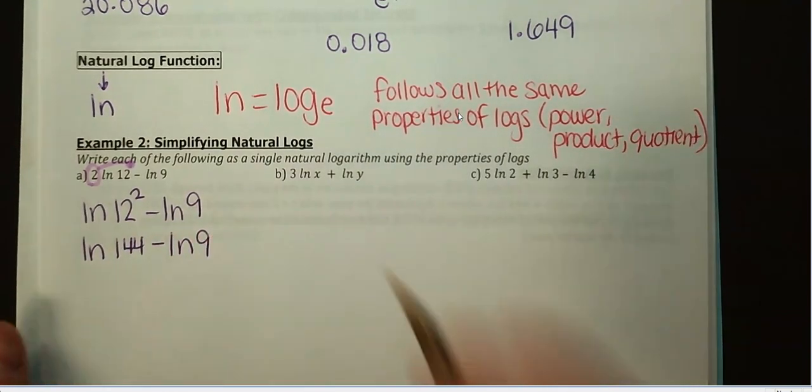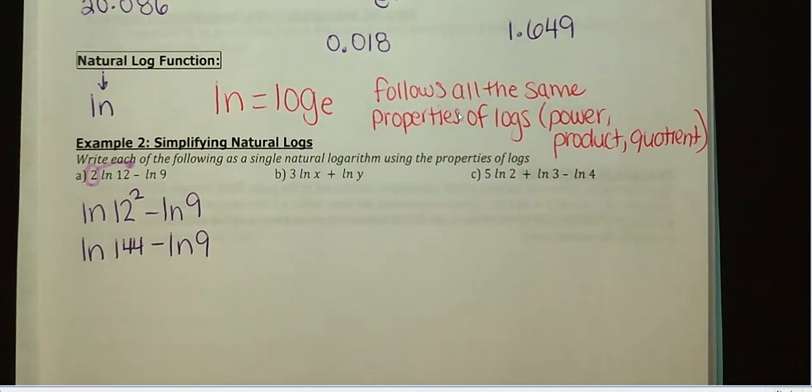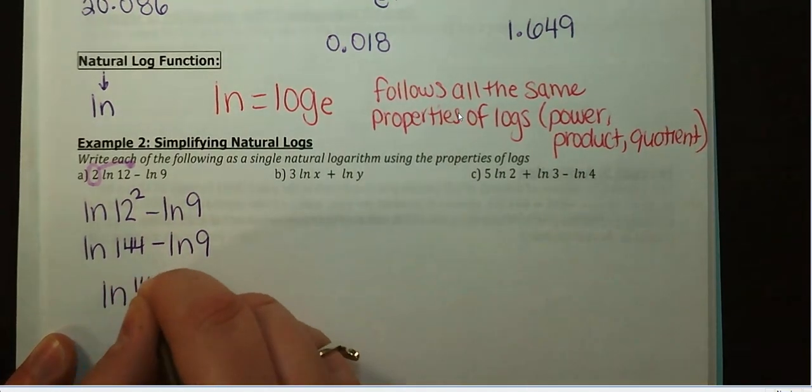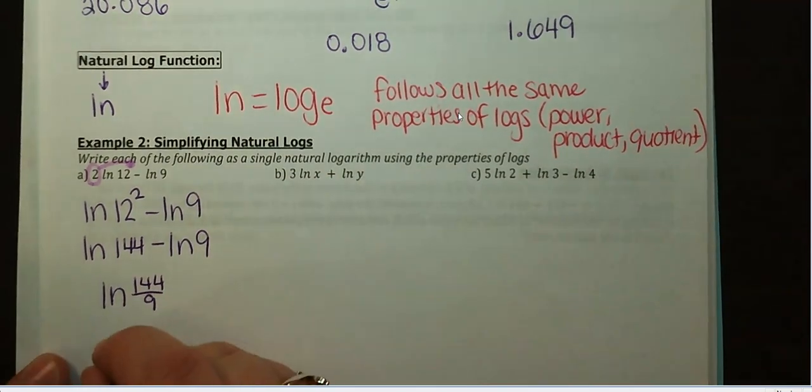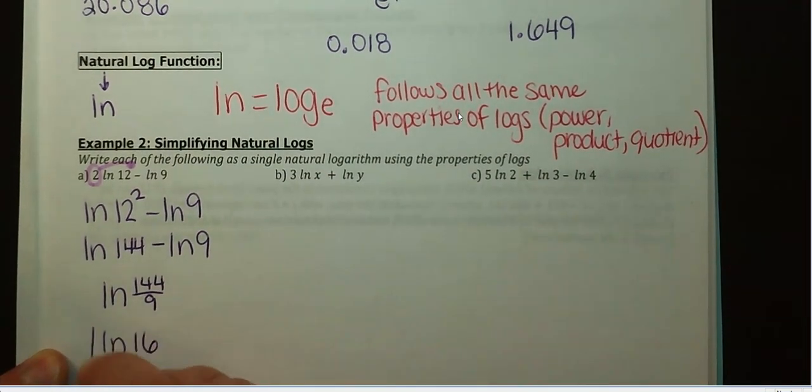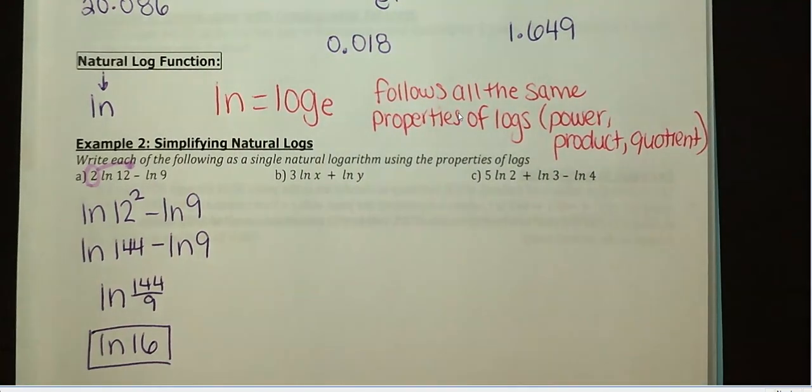Now, if I want to further switch this into a single log, if I have subtraction, what should I do with the 144 and the 9? Do that. Okay, so all y'all have to do, and grab your calculator if you want to, this would be natural log of 144 divided by 9, just one single natural log by itself. And that's actually a nice number, it's 16. That's all you have to do. Just condense to a single log just means write it as just one ln and then one thing following.